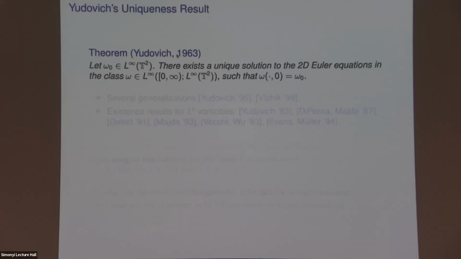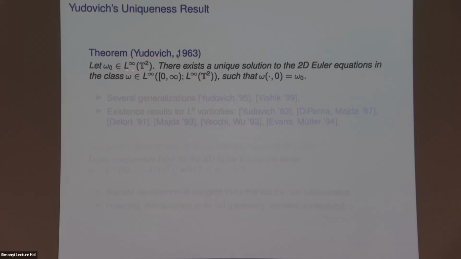And when p is equal to infinity, a well-known result dating back to Yudovich in 1963 says that the problem is well posed. So here I'm presenting a statement over the two-dimensional torus. The original theorem was in the Euclidean space of dimension 2, but the statement is the same.